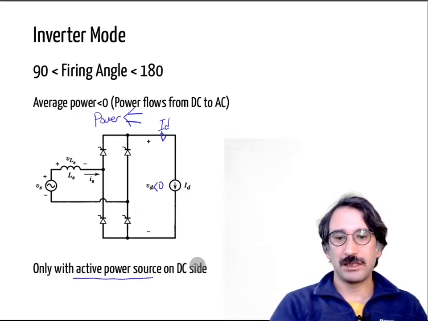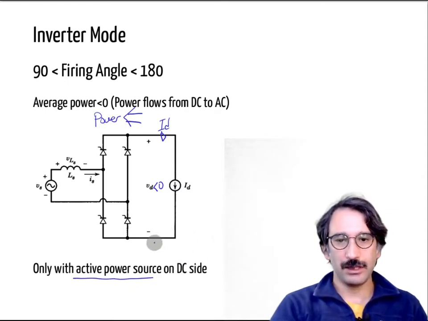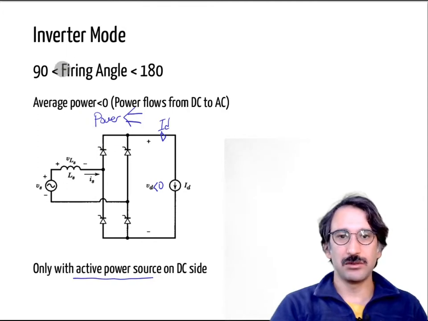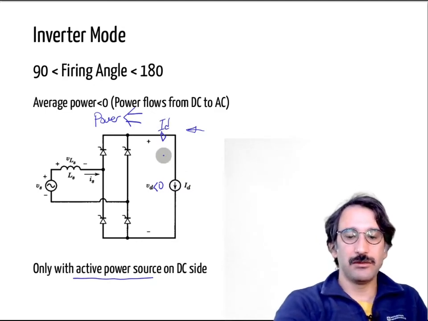For example, it can be a DC motor, it can be a photovoltaic system, whatever, but that implies you need to have some kind of power source. You cannot get into the inverter mode if you have a resistive load here. If you have a resistive load, whenever the voltage gets to zero, the current will reach zero. Even if you make the voltage less than zero for a resistive load, the current would like to flow in the opposite direction, but it is not possible. So for that, we need to have some kind of active power source.